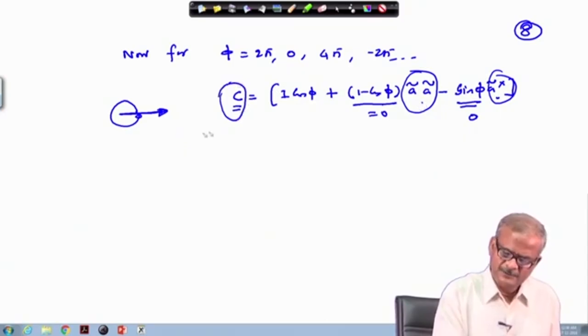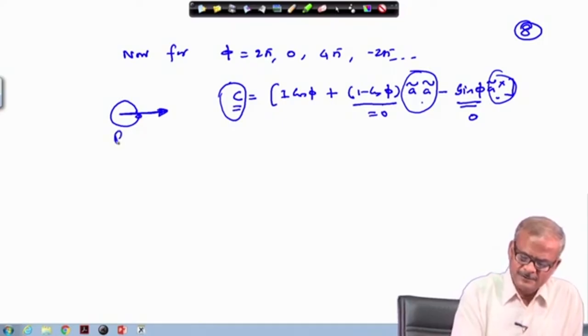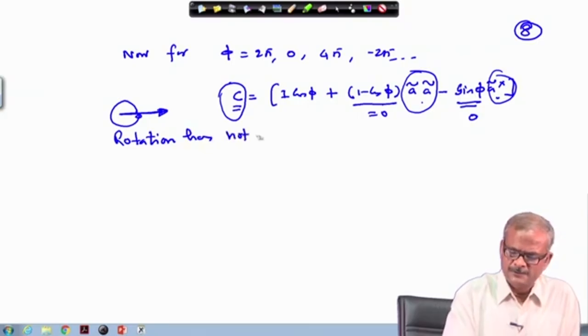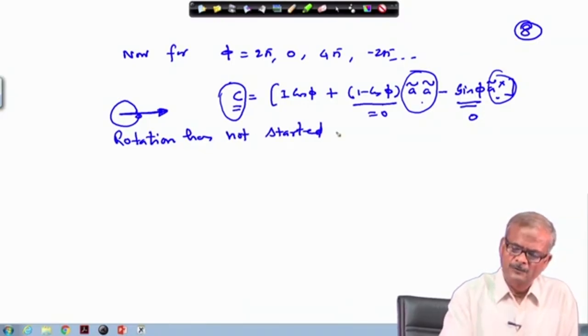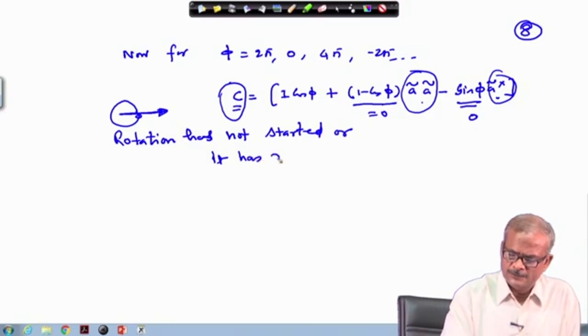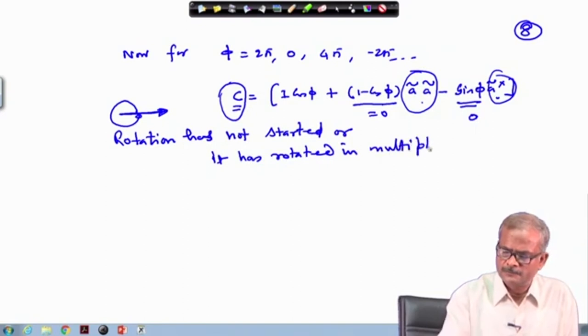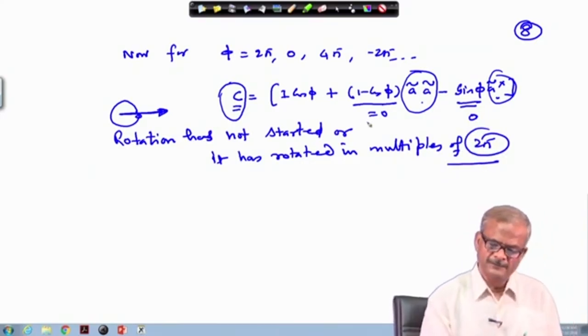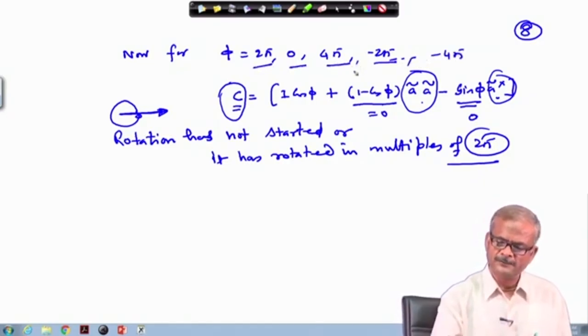So for this case, this indicates that either the rotation has not started, or it has rotated in multiples of 2 pi. For this particular case, where phi is 0, 2 pi, 4 pi, minus 2 pi, minus 4 pi and so on, we would not be able to find out the A vector, which is very much visible from this place.